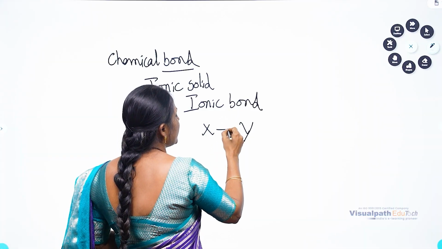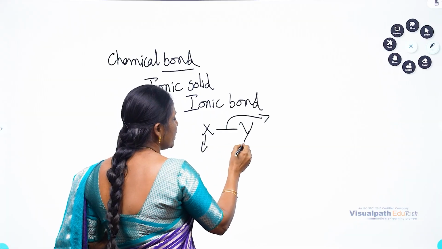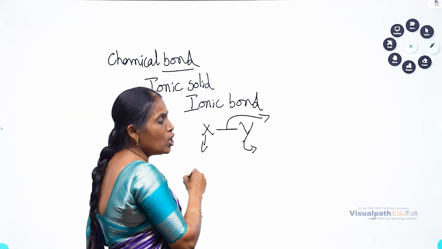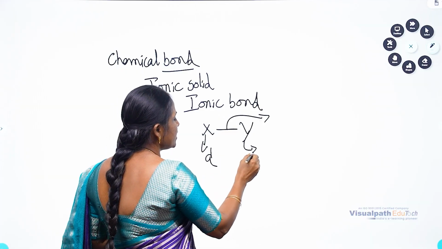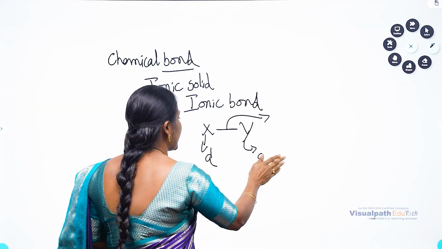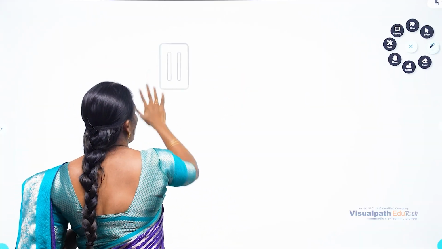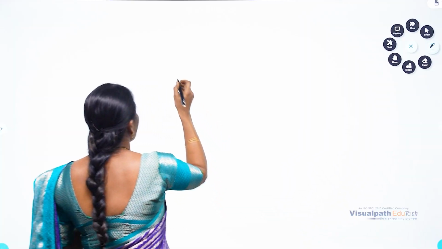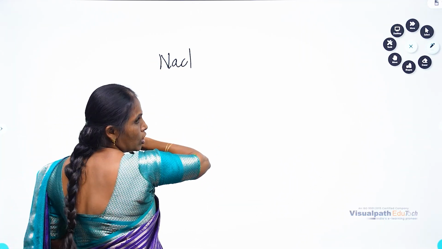So how to explain that it is an ionic bond? These two atoms have opposite characters. One is ready to donate an electron and the other is ready to gain an electron. So these two are opposite characters. Now we see the best example of an ionic compound, that is sodium chloride.